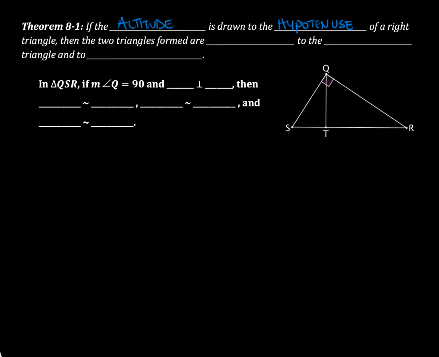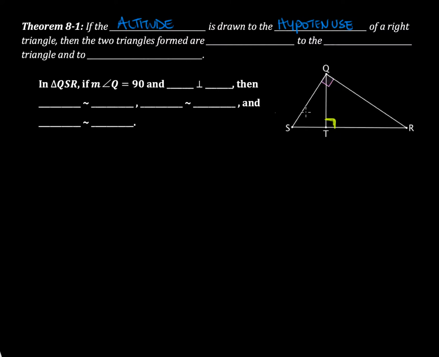Let's add a new theorem to our stable of theorems for geometry. This is theorem 8-1, and it has to do with a situation that we can see in this diagram here. What we've got in this diagram is the altitude that is drawn from the right angle in a right triangle down to the hypotenuse of that right triangle.